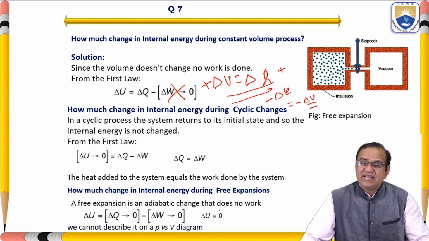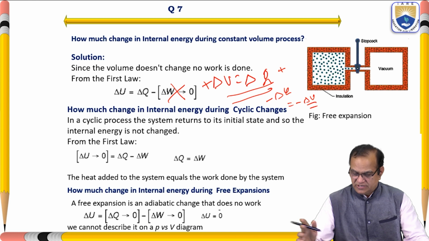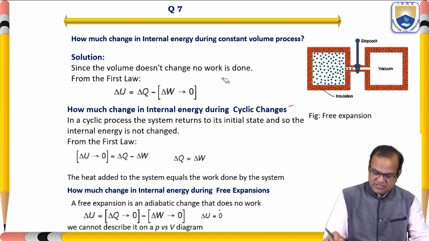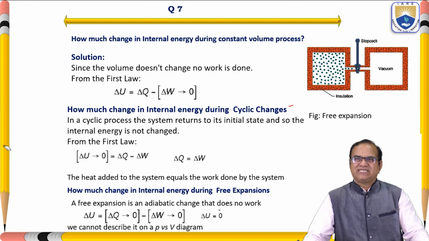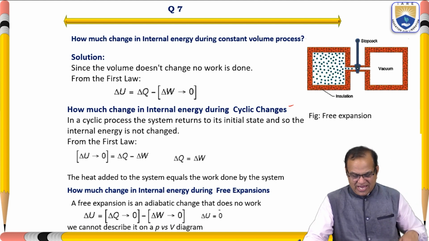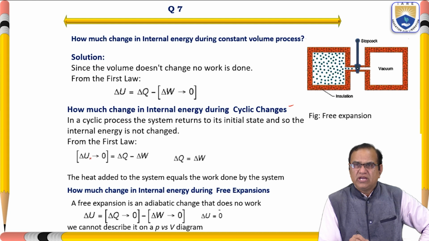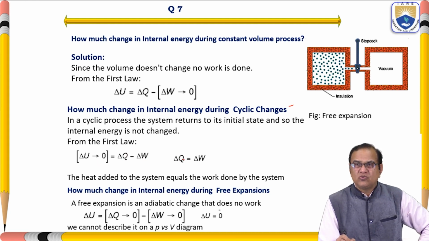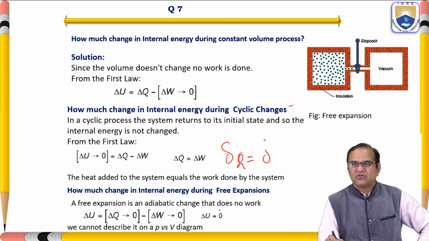How much change in internal energy is there during a cyclic process? In a cyclic process, the system returns to its initial state, so the internal energy is not changed. So in the cyclic process, delta U is equal to 0, and this is equal to Q minus W. So delta Q is equal to delta W. We can write that for the cyclic process, delta Q is equal to delta W. In this, delta U is equal to 0.